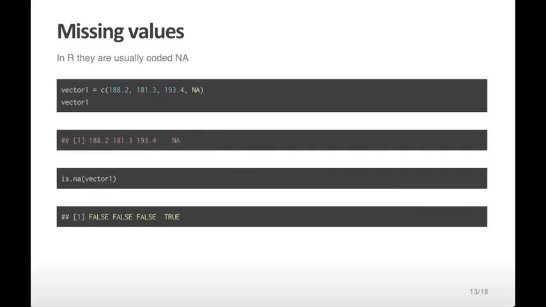value here. I can also use the command is.na to determine which of the values are missing in this particular vector. So the first 3 values are not missing, but the last value is missing. Throughout the course, we will code missing values with NA and learn about how to deal with them.